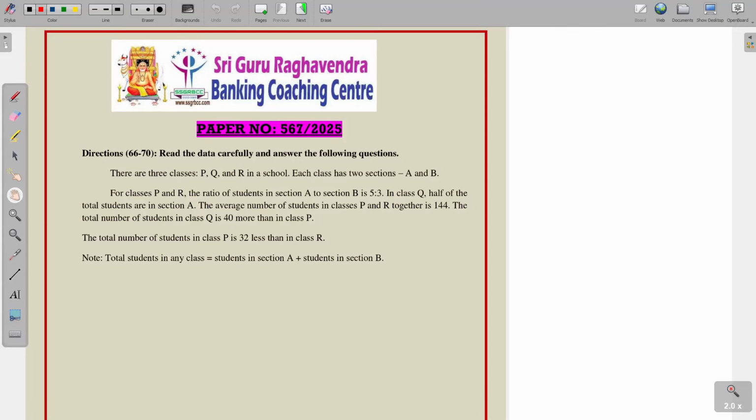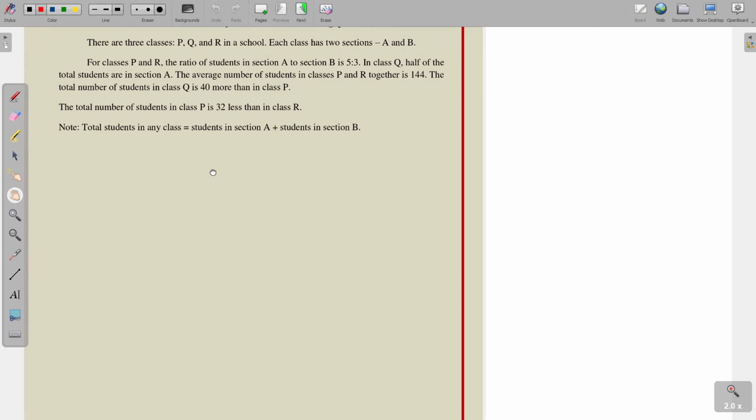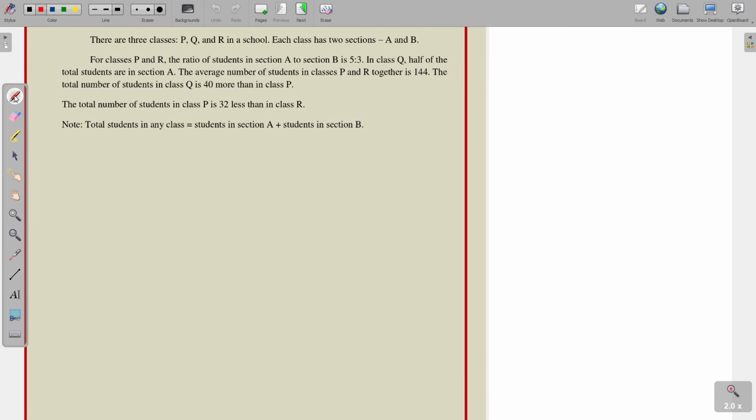Okay. Today paper number is 567. In that they given the information. There are 3 classes P, Q and R in a school. Each class has 2 sections A and B.